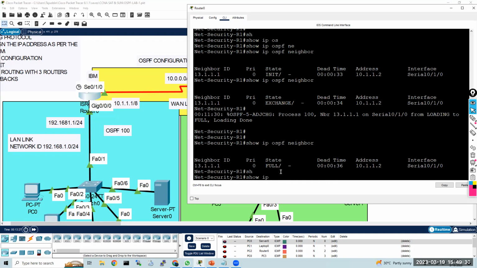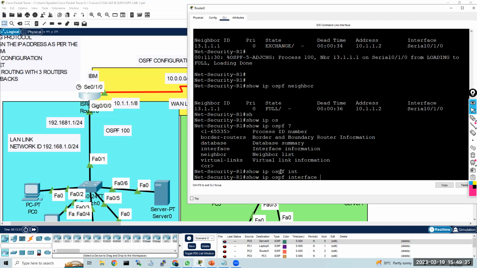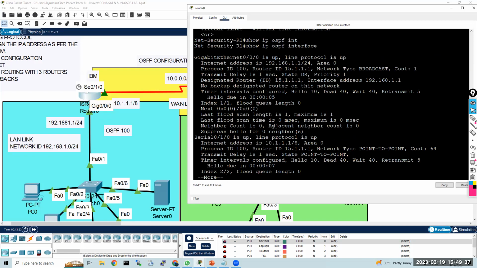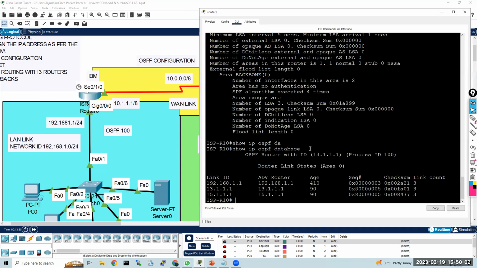Show IP route OSPF, interface. We can see we have given this DR a priority of 50. The state is DR. When you have given the 15 network, your router 1 has become your DR. Can you see here? The state is designated router.